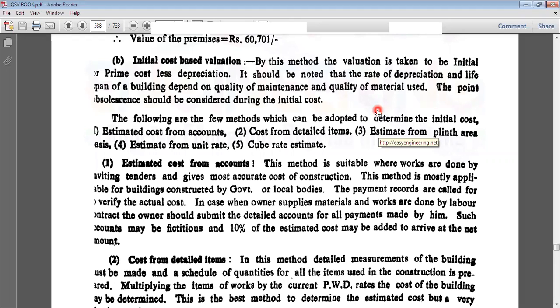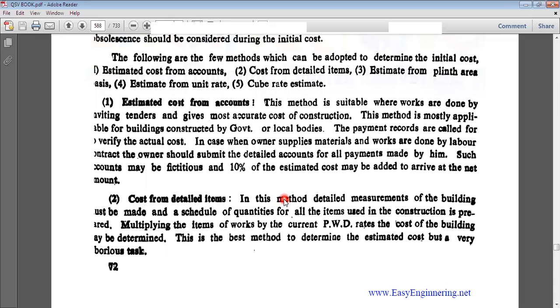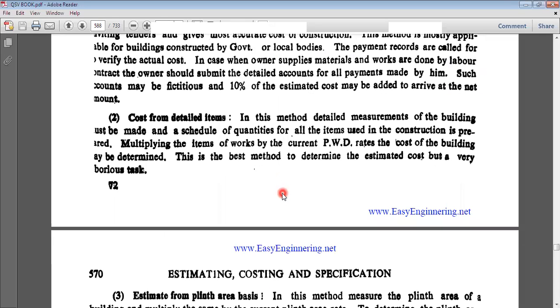So, as far as the estimated cost from the accounts is considered, we are going to invite the tender. People are going to fill the tenders, and then we are going to shortlist some of the tenders, out of which we are going to finalize one tender. Okay. So this estimated cost from the accounts gives you the most accurate cost of construction, which helps us in deriving the valuation of the property.